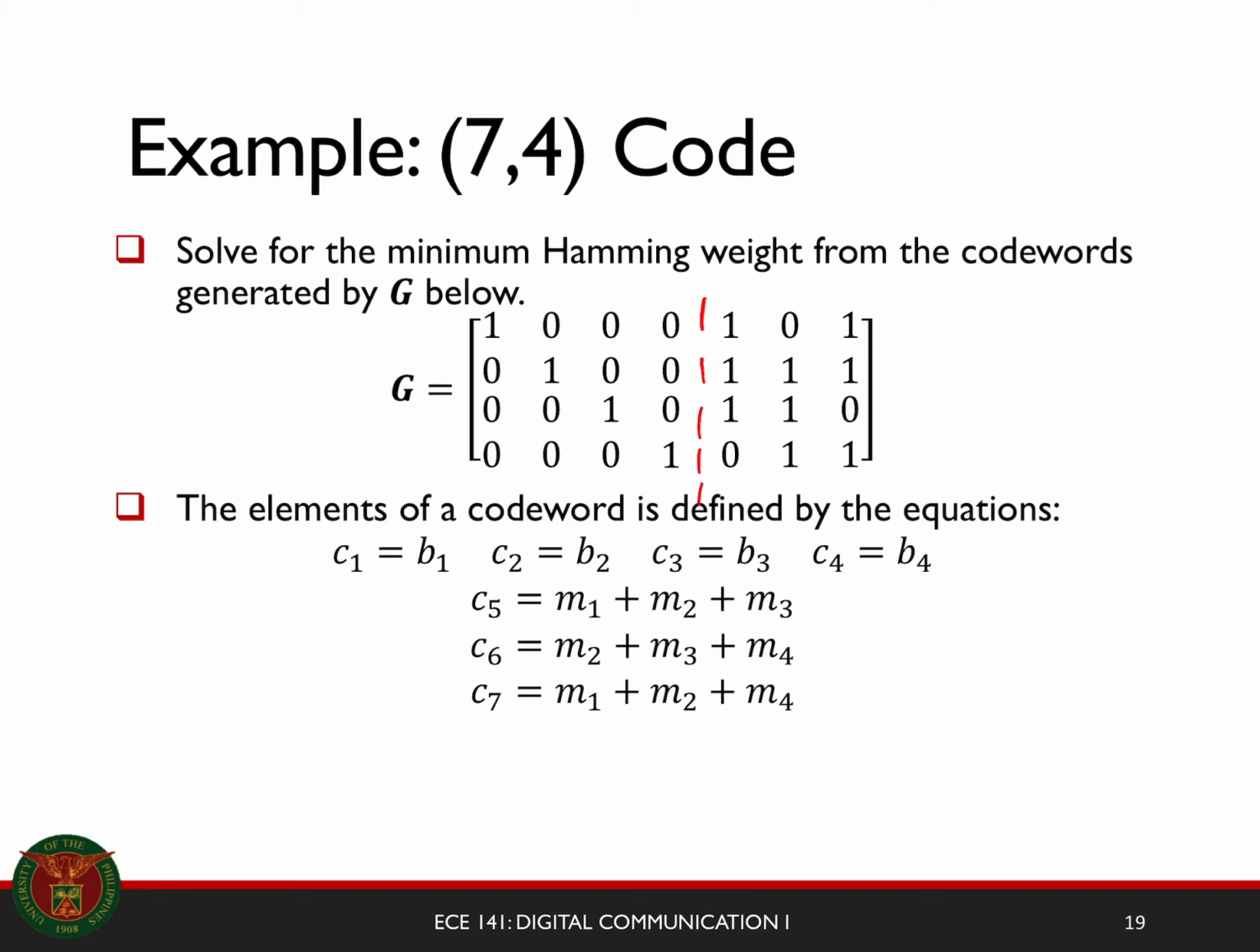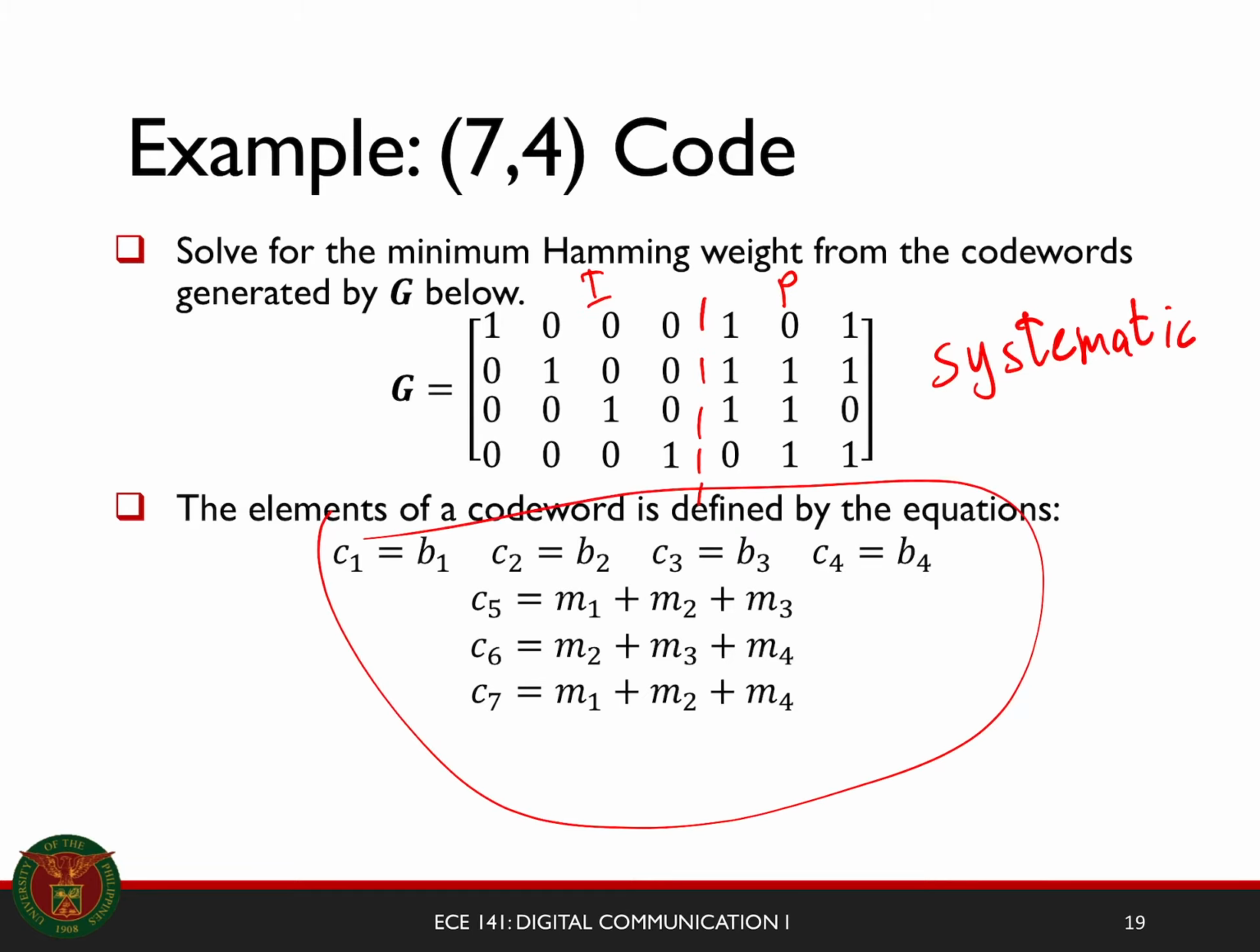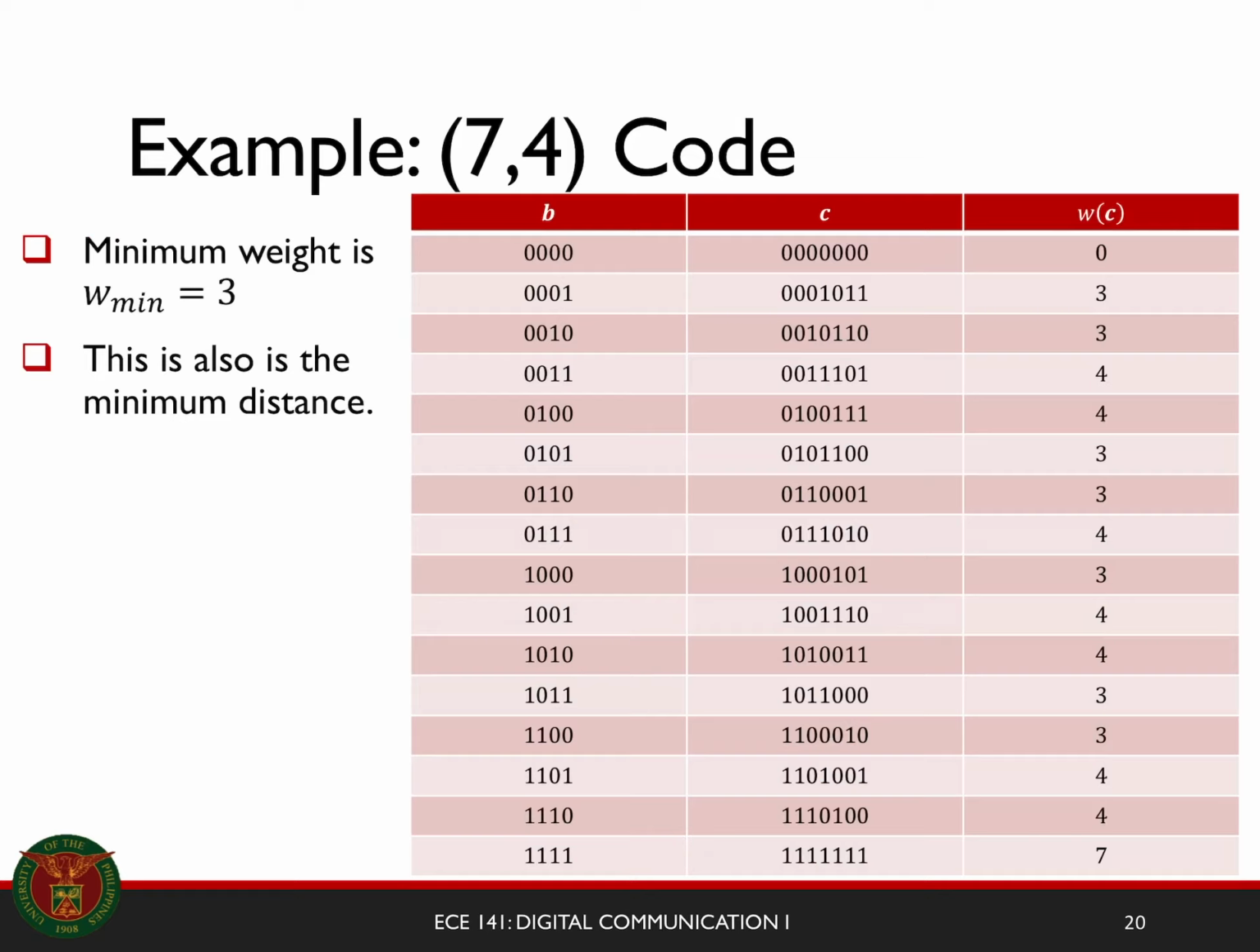You need to be able to identify if your linear block code is systematic depending on your generator matrix. As you can see here, the structure of the generator matrix includes an identity matrix and some parity generator matrix. So we can say that this code is systematic. With that, we can relate the elements of your code word C1 to C7 with the message bits M1 to M4, defined by this equation right here, and we can generate your 7-4 code.